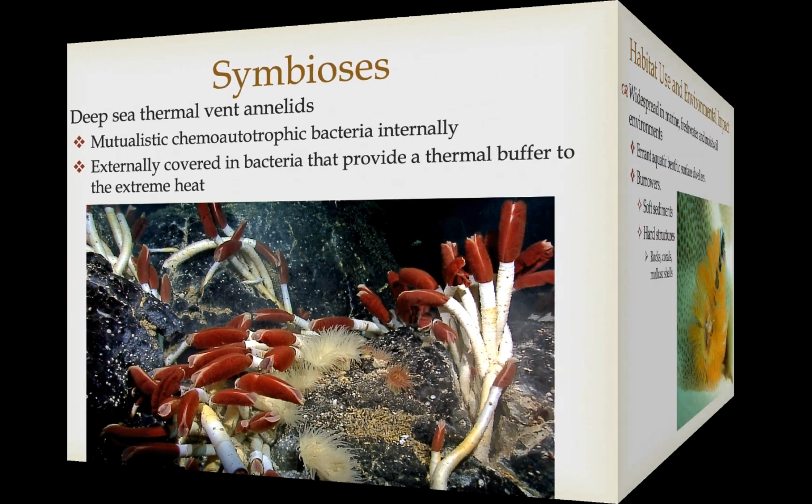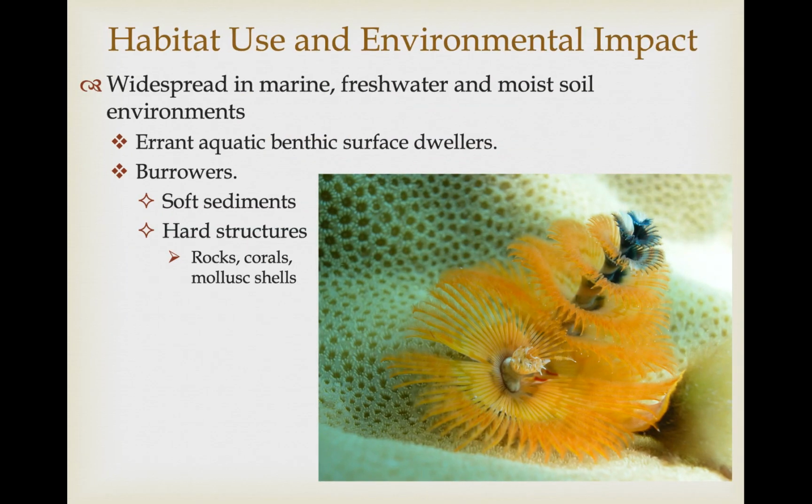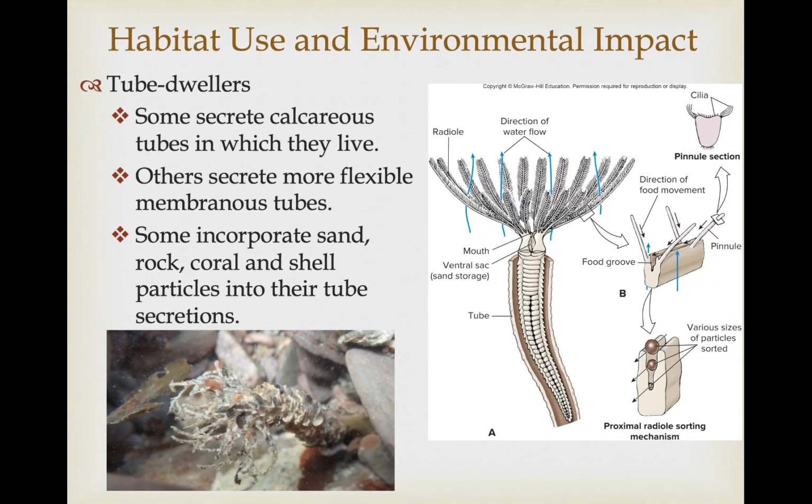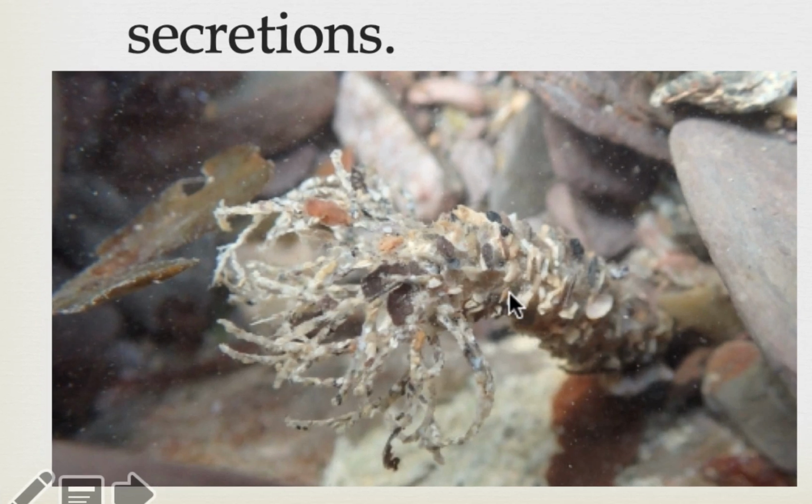Annelids are really widespread in the marine, freshwater, and moist soil environments. A variety of lifestyles. There are many errant aquatic benthic surface dwellers where you have burrowers and soft sediments and hard structures. You can see here we have a tube worm that's actually embedded within this coral here. Some of the tube dwellers secrete a calcareous tube around them in which they live. Others produce these more flexible membranous structures, and then some actually in these more flexible structures will actually embed sand and shell and other bits of coral to provide these protective structures.